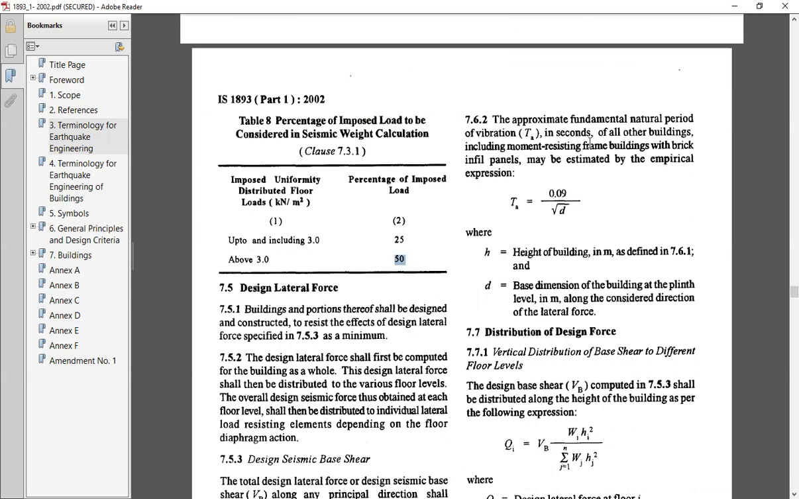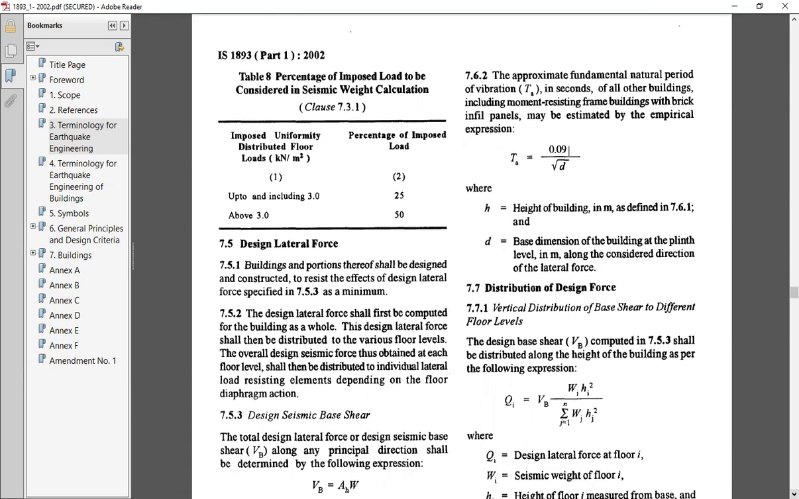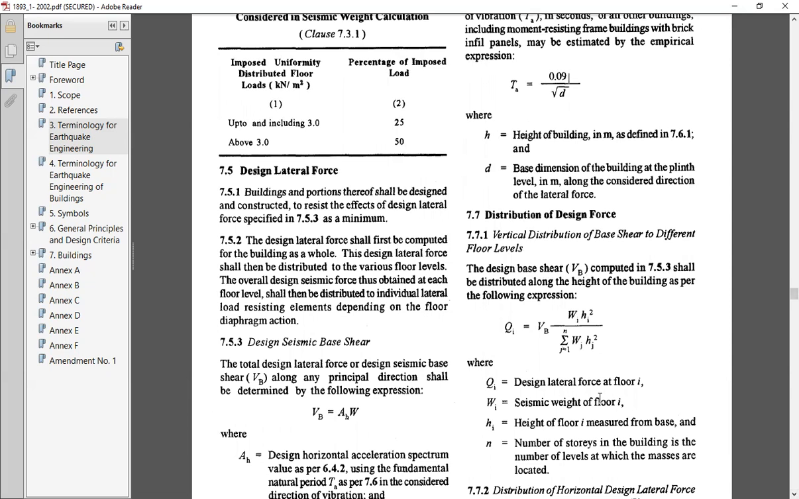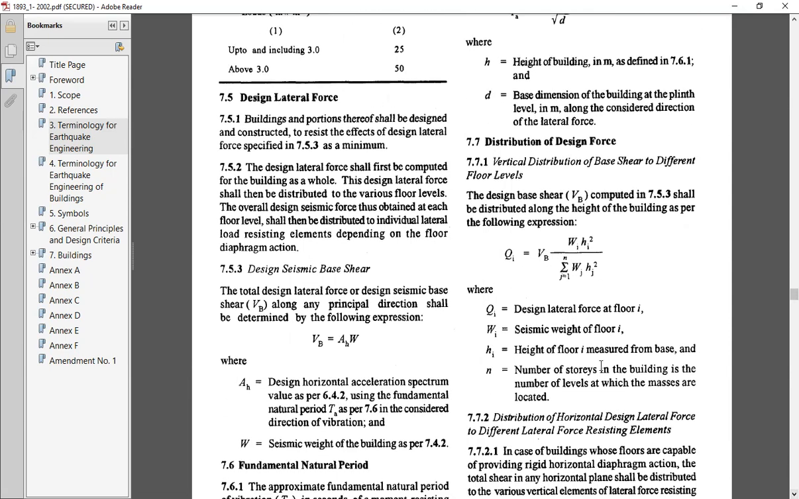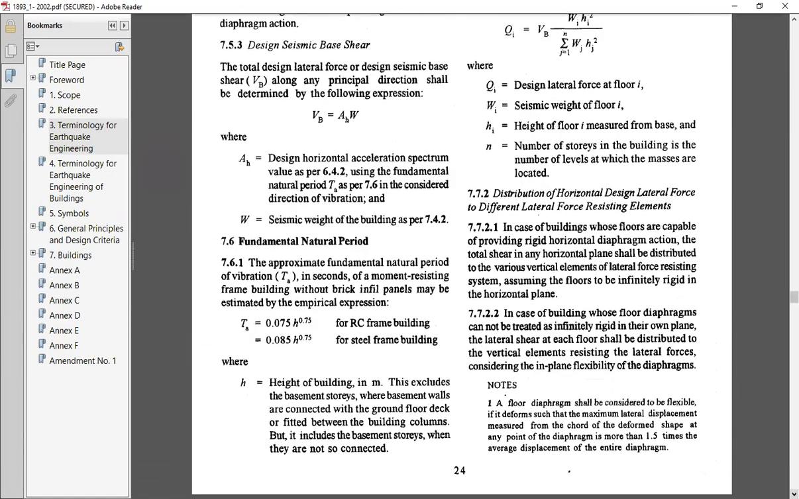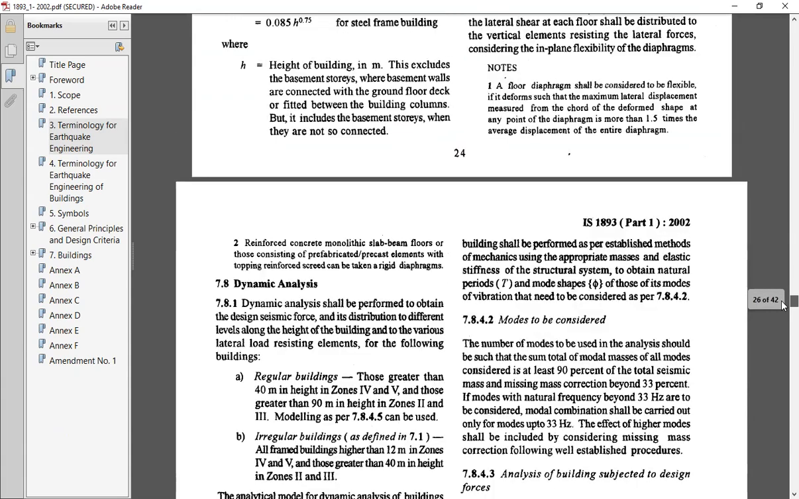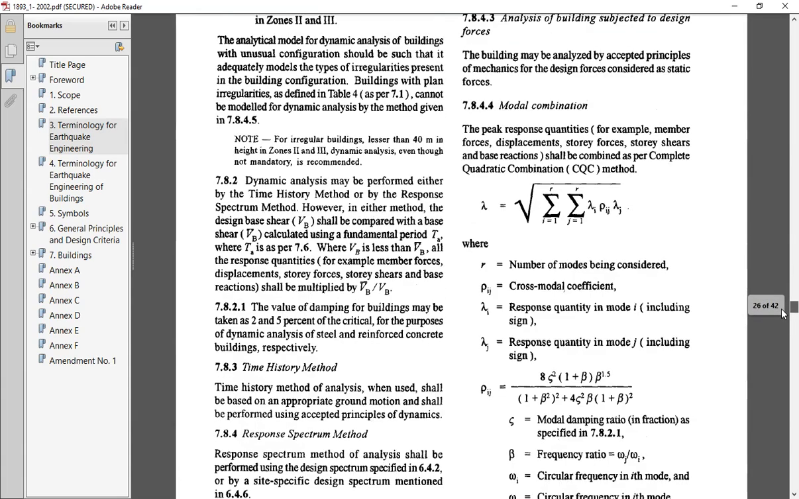And then the fundamental natural period. Okay, so yesterday I told you here one h is missing. So this equation is 0.09 h upon under root d, where h is the height of the building and d is the base dimension of the building. So with this, we can find out the time period. And then after that, we will find out the distribution of design forces. This equation is important, where Q is the design lateral force at the floor i, W is the seismic weight, h is the height of the floor, and n is the number of stories. Okay. So these are the terms which are involved in the seismic coefficient method.